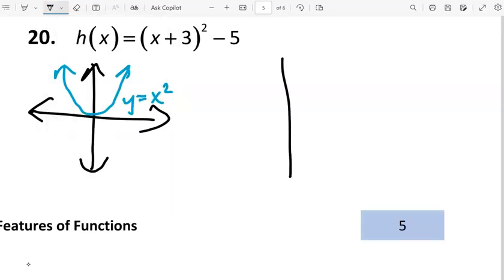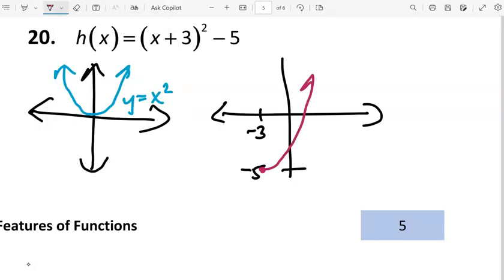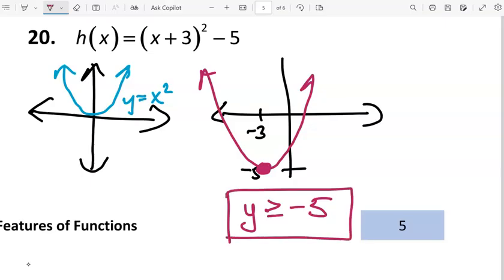In number 20, our parent function is y equals x squared, and the transformed function is a shift left 3 and down 5, which will give a graph that looks like that. The range of this function can be found by considering the lowest y value, which is -5. All other values are greater than that or above it, so y is greater than or equal to -5.